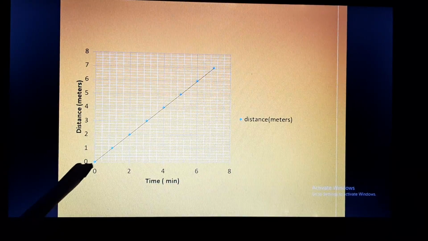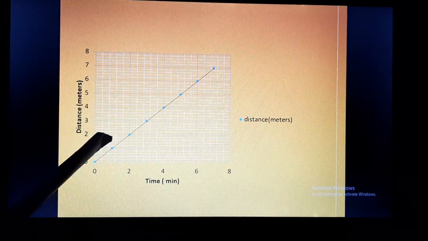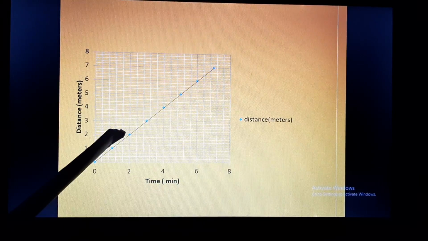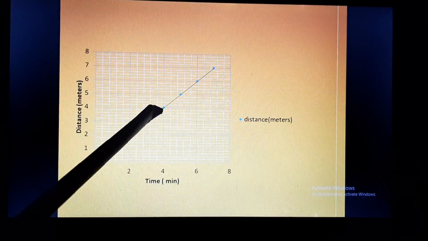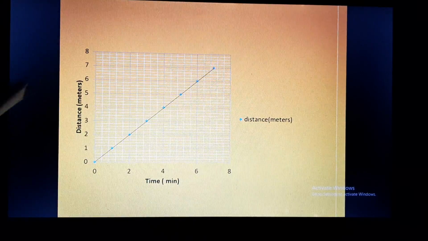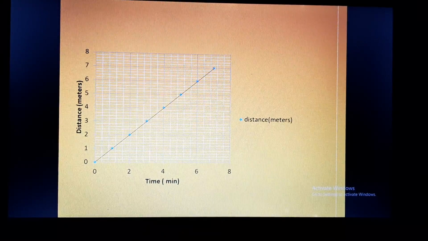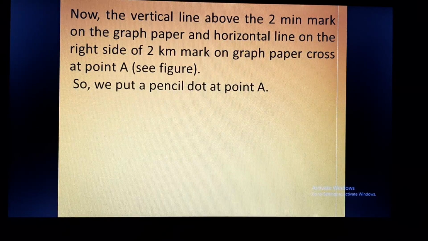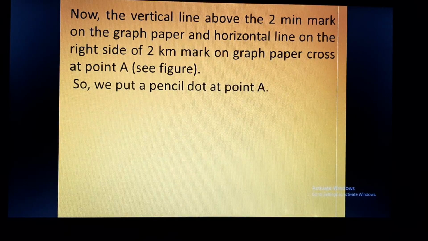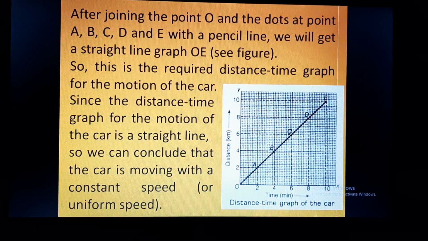So at 0 time, 0 distance. Now at 1 minute, 1 distance. 2 minutes, 2 meters. 4 minutes, 4 meters. 6 minutes, 6 meters. So here you can see this is how the distance time graph is plotted, and since this is a straight line, therefore we can say that this motion is a uniform motion. Like this.